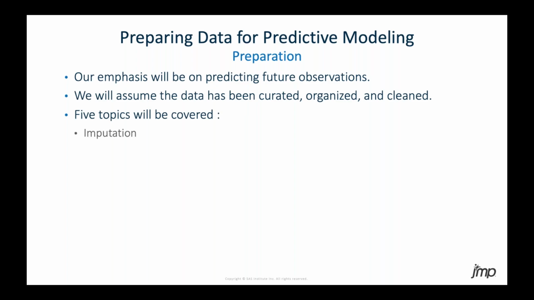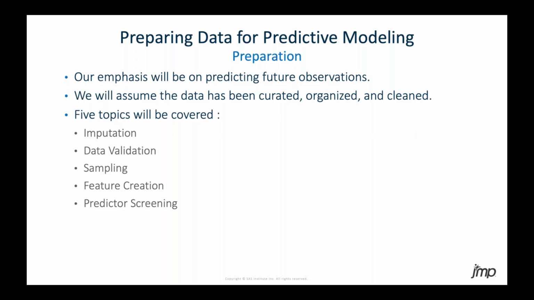The first one's going to be imputation, and in a bit I will talk about what imputation is and why it's important. Data validation. Again, if you're new to data mining, this might be a relatively new term. We'll talk about this and why this is important. Sampling, feature creation, and then finally predictor. I'll say a little bit about predictor screening.